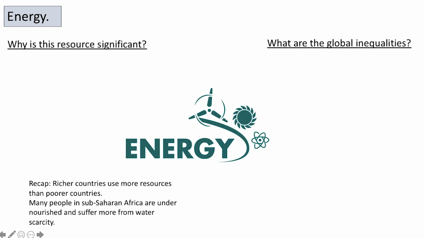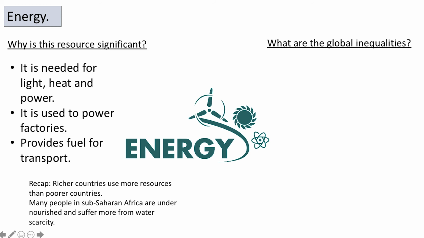Okay, so why is this resource significant? Well, it's needed for light, heat, power, and those things are important in development. Having light, heat and power and energy means that a country can develop and make more money. It's used to power factories and it's used to provide fuel for transport. And again, all those things create jobs, employment and therefore money for that country.